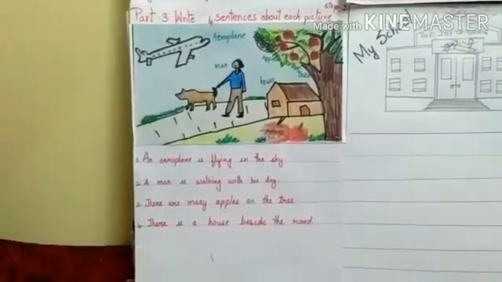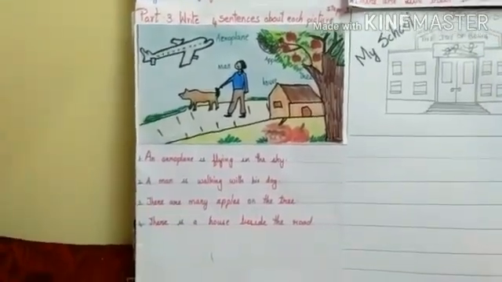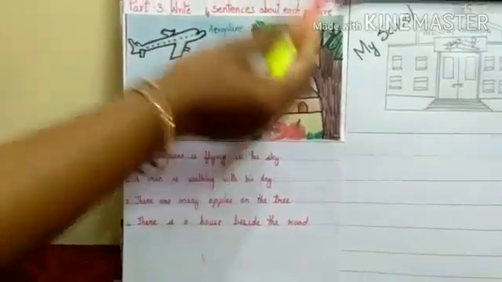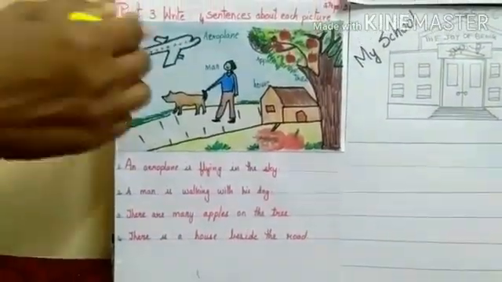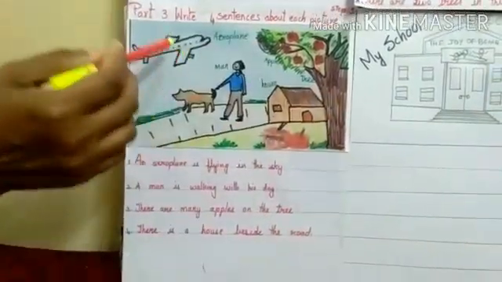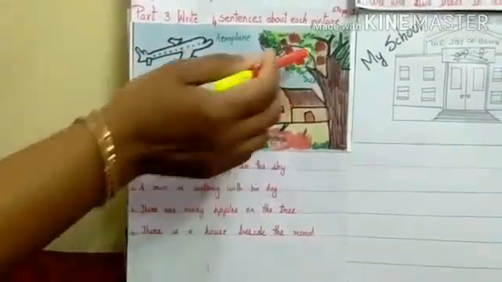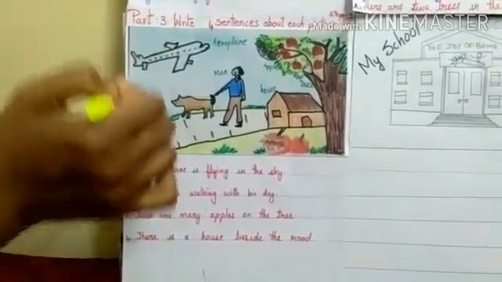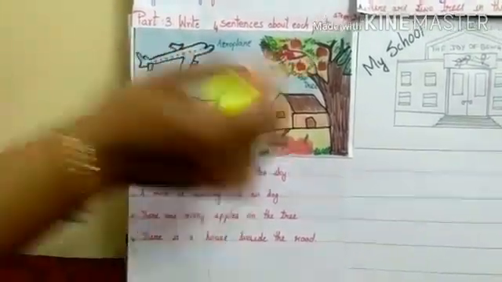Now the third type of picture composition is to write 4 sentences about each picture. They may ask you to write 4 sentences. A picture is given. Here you should observe the pictures. What are the things in the picture? Then you can write a sentence about each one.